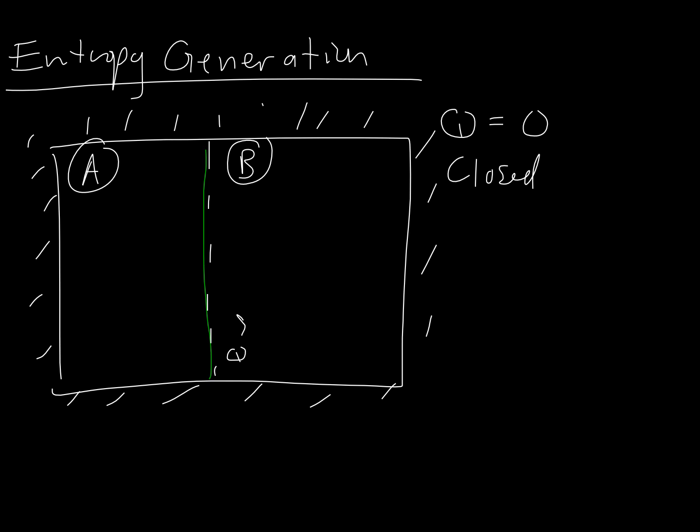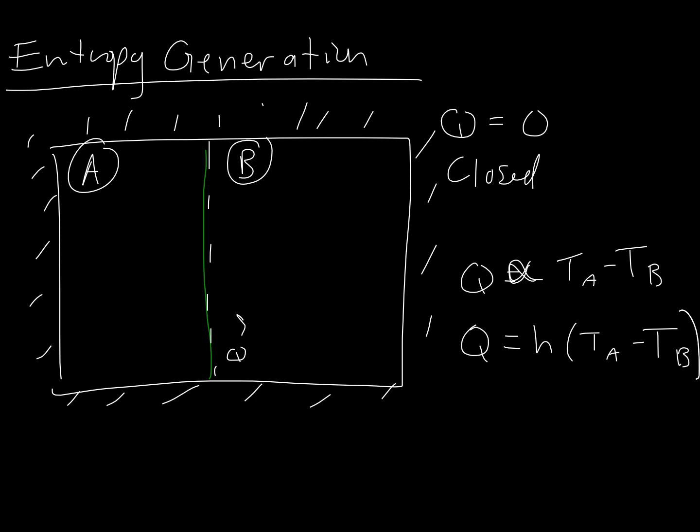So we're going to use this system to try and understand how entropy is generated. We're going to throw in a little bit of extra physics that we know. We're going to say that Q is proportional to T_A minus T_B, or that Q is equal to H times (T_A minus T_B). This is kind of like a thermal conductivity or heat transfer coefficient, whatever you will.